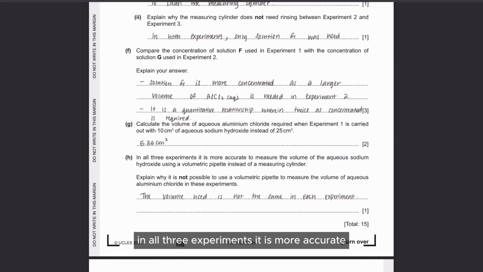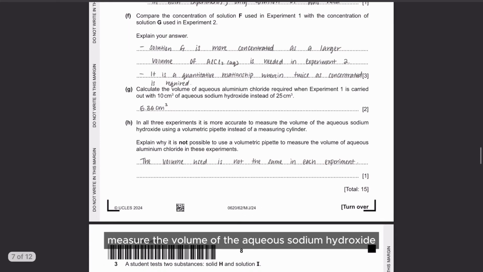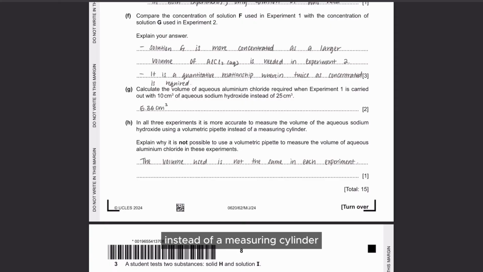In all 3 experiments, it is more accurate to measure the volume of the aqueous sodium hydroxide using a volumetric pipette instead of a measuring cylinder. Explain why it is not possible to use a volumetric pipette to measure the volume of aqueous aluminum chloride in these experiments. The volume used is not the same in each experiment, hence it is not possible for us to use the volumetric pipette, and instead we use a measuring cylinder.